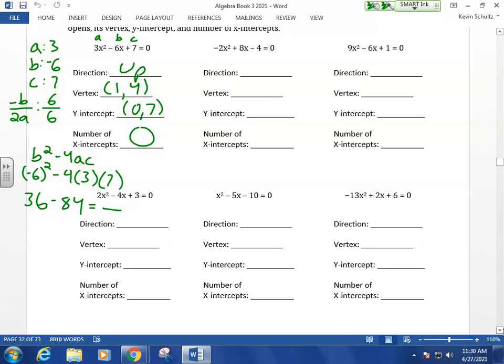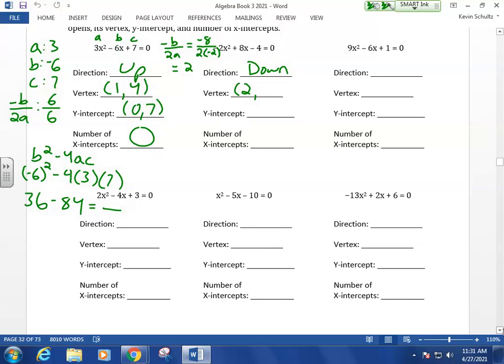Let's look at the next one. What direction is this one going to open? Up or down? Down. The a value is negative. That -2 means we'll open downward. For the vertex, let's start to calculate this. Negative b over 2a. B is positive 8, so in the formula that's going to be a -8. Divided by 2 times our a value, which is -2. So -8 divided by -4. Our x value of the vertex is +2.